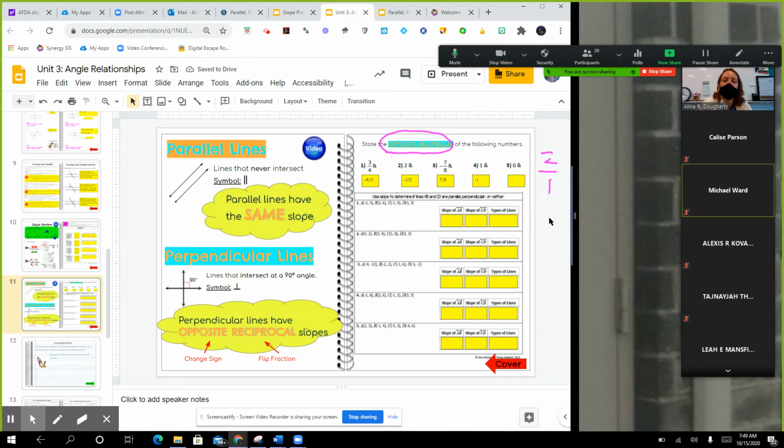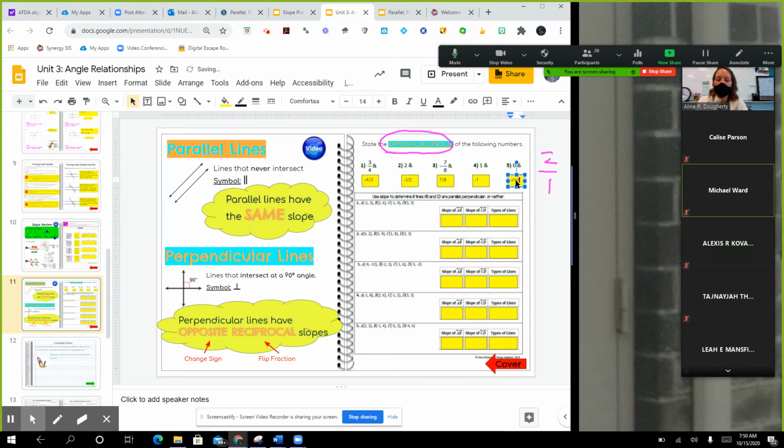How about 0? If I have a slope of 0, what's the perpendicular line? Remember, the slope of 0 is horizontal. The perpendicular will sit right on top of it. So what's a perpendicular line to that? The undefined one. So here I want you to write undefined.